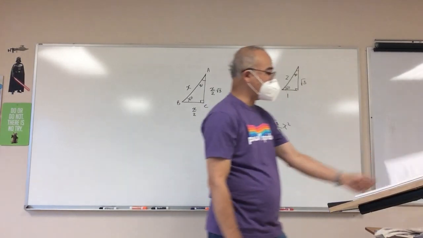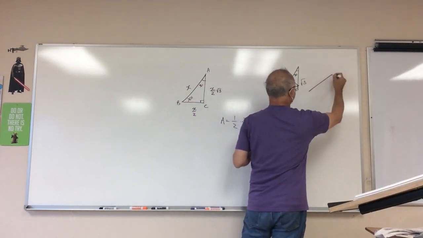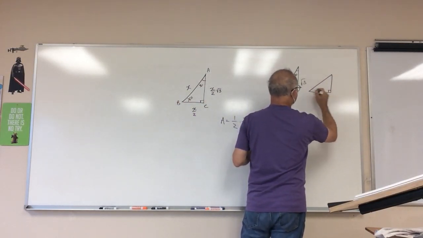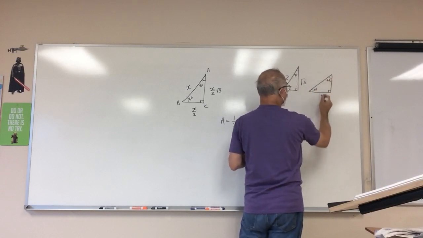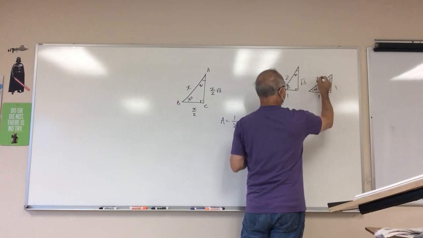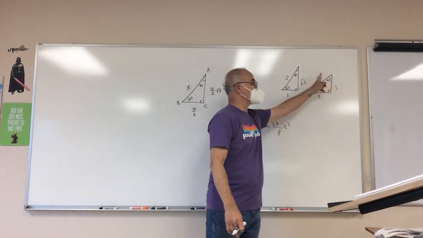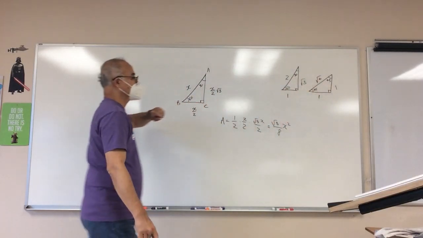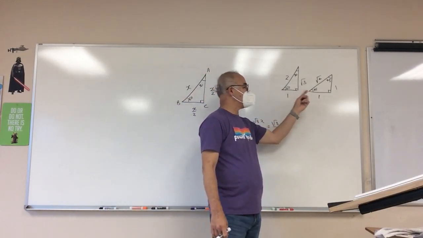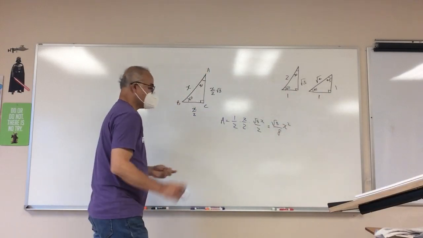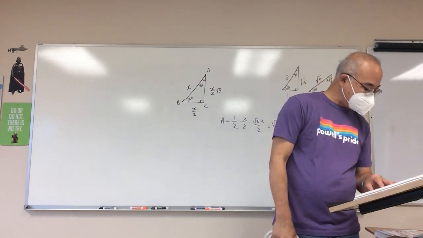What is the other special right triangle? 45, 45, 90, and that is 1, 1, root 2, right? Because this squared plus this squared has to be this squared, correct? All right, what is this triangle called? Isosceles right triangle. Okay, lines and angles.